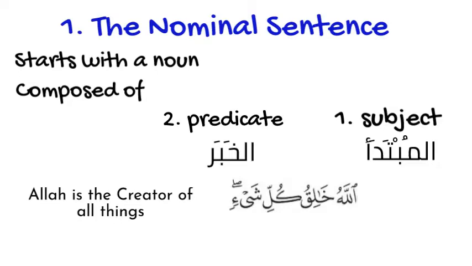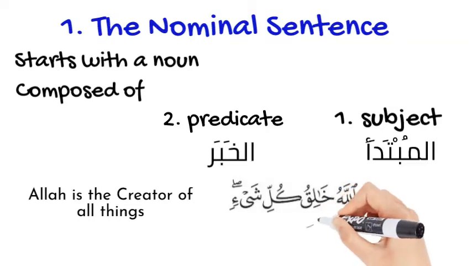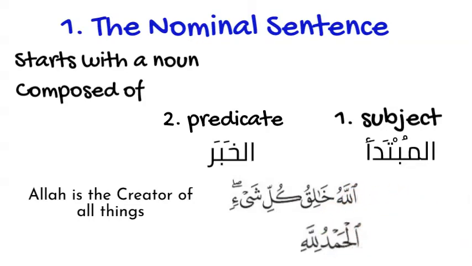So basically, the nominal sentence is a sentence that has verb to be, which has been removed. So now you don't have a verb in the beginning of the sentence. Our second example, Alhamdulillah, which means all praise is due to Allah. So Alhamd is praise, and Lillah means to Allah, so it means all praise is to Allah. And you don't need to use verb to be, so you can say praise to Allah, Alhamdulillah.